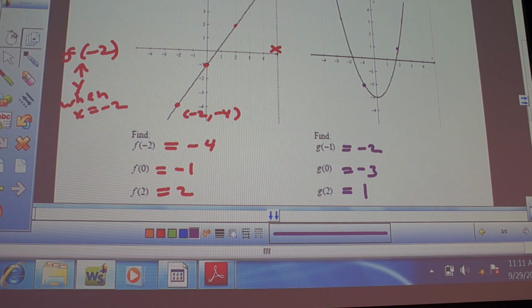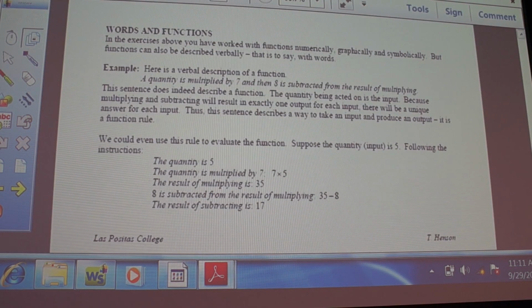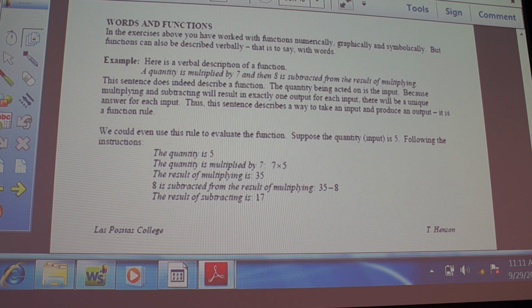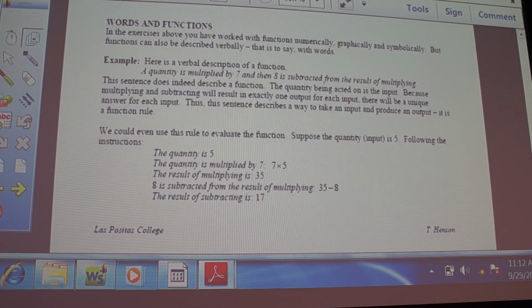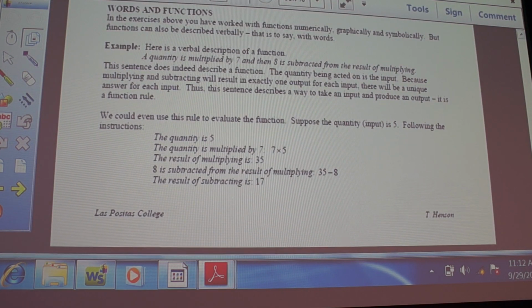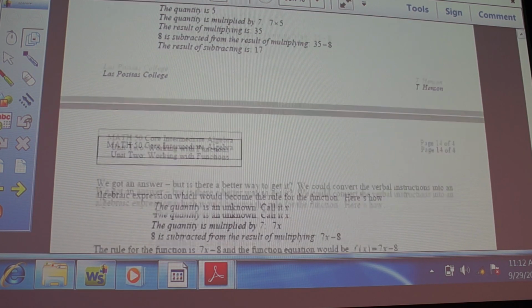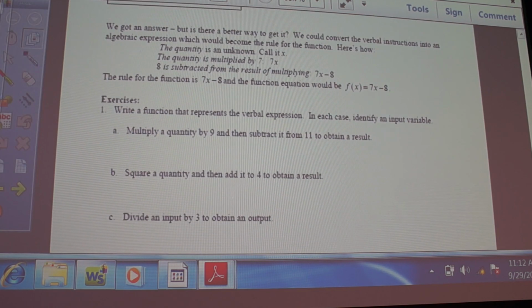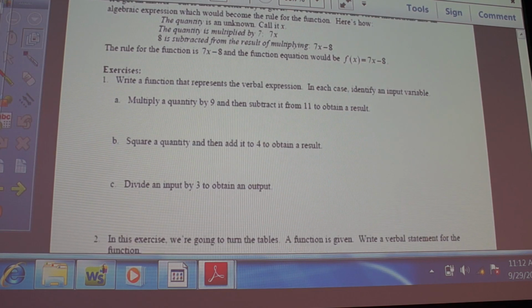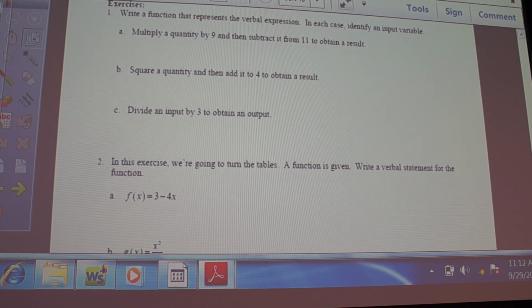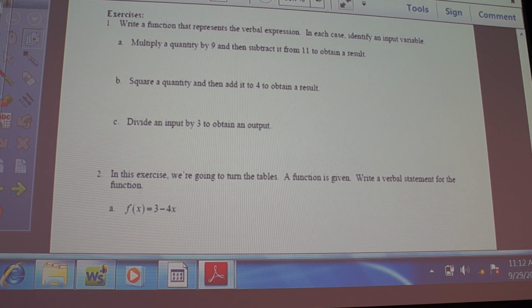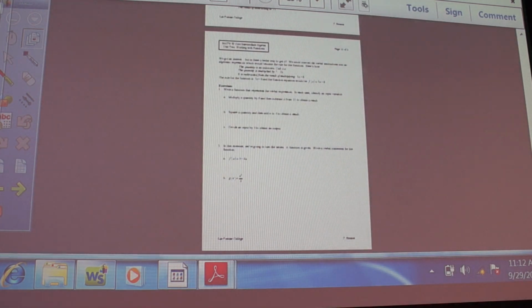Okay, great. Next, we're going to move on to words and functions. So verbal, we're not going to spend a whole lot of time on it, but we'll go over these together, because they do talk about verbal descriptions. They don't happen as much in real life. It's really more word problems than this, but we'll go through it just a little bit, together. All right, so write a function.